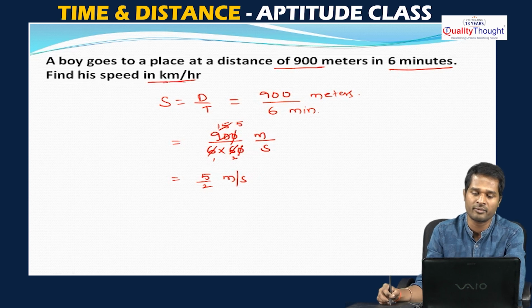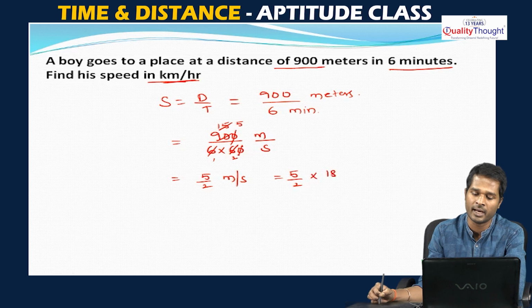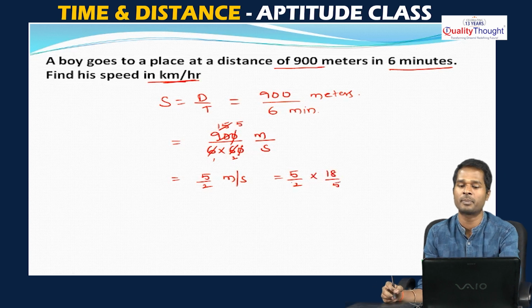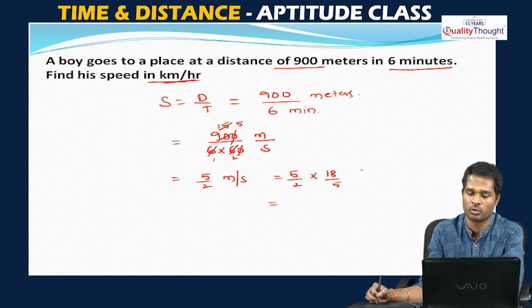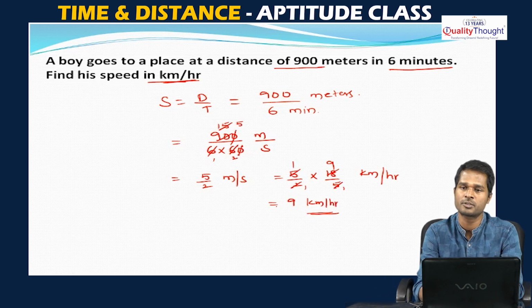But what we required is the speed in kilometers per hour. So to convert any speed from meters per second to kilometers per hour, multiply it with 18 by 5. This is the note we have already seen. So 2 ones are 2, 9 fives are 45, 5 ones are 5, which is 9 kilometers per hour. So it will be 9 kilometers per hour.